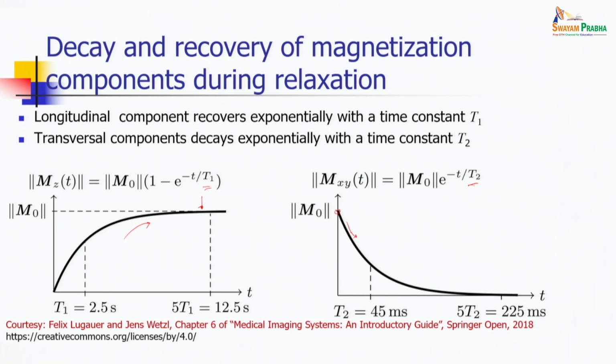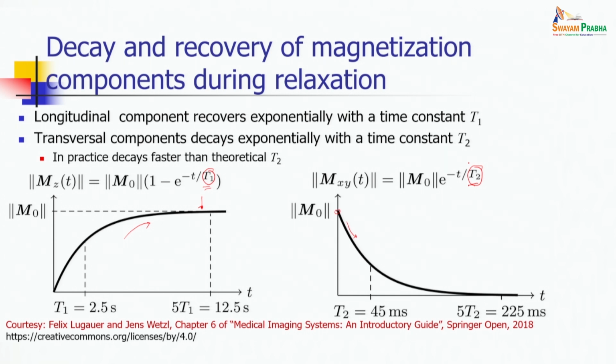So decay of the transversal component is T2 relaxation, and recovery of the longitudinal component is called T1 relaxation. Now, T1 and T2 are the parameters which vary with tissue property.